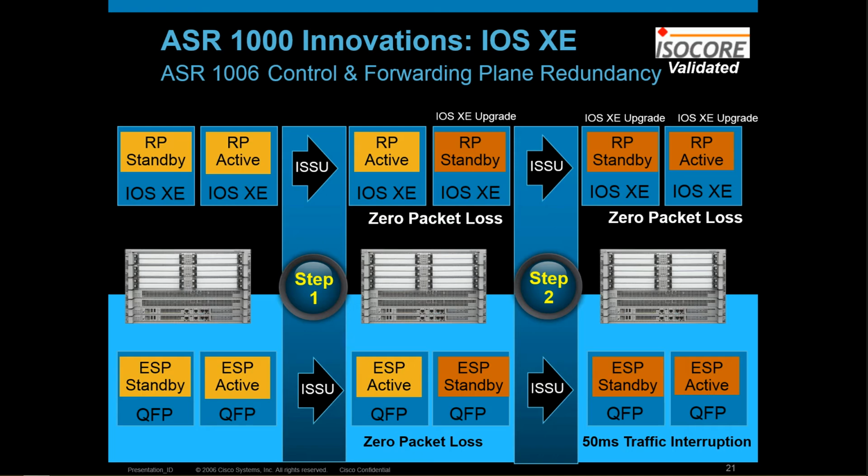If our RP was active and our ESP was active, we could see some packet loss. And we'll slowly see them transition down to an orange state, and that actually is traffic interruptions.